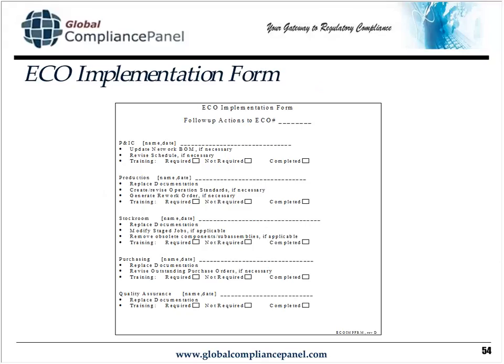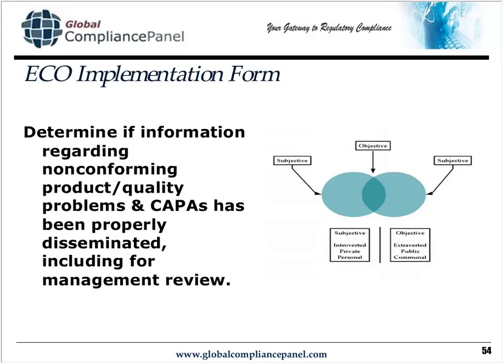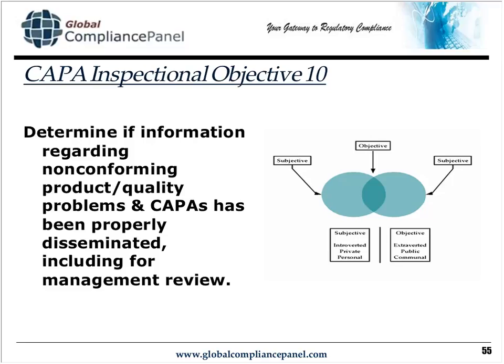So production and inventory control is required to update the network bill of material, maybe revise scheduling or planning, and whether training is required, not required, and if it is required, is it completed. And as you can see, this goes through each of the departments that are required to update or replace their documentation in their department. And once completed by quality assurance at the end, this is forwarded to document control, and they maintain a copy, and this proves that all of these actions have occurred and that documents have been replaced.